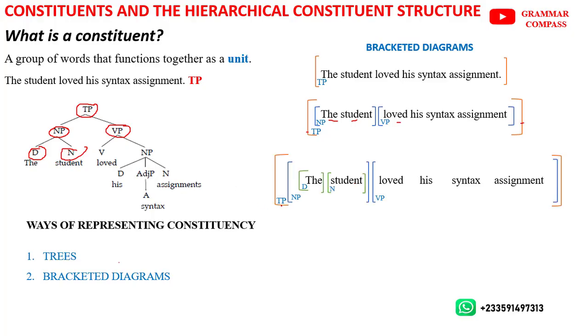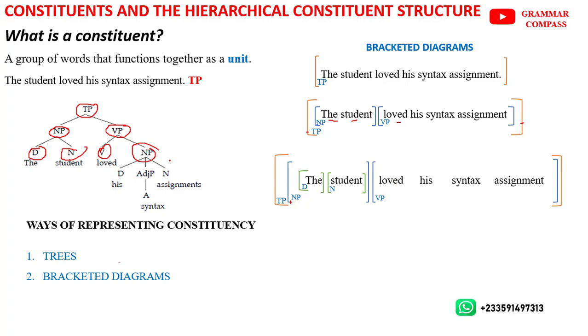Already, we have our tense phrase, our noun phrase, and our verb phrase. Now, let us represent constituency within the noun phrase. You can see that a bracket has been drawn around the to show that it is a constituent within the noun phrase. And then we have the noun head, which is student, which is also a constituent within this noun phrase. We are done showing constituency in the noun phrase. What about the verb phrase? In the verb phrase, when we check from our tree, we saw that the verb phrase consists of two major parts. That is loved, which is our verb, and then our noun phrase part, his syntax assignment.